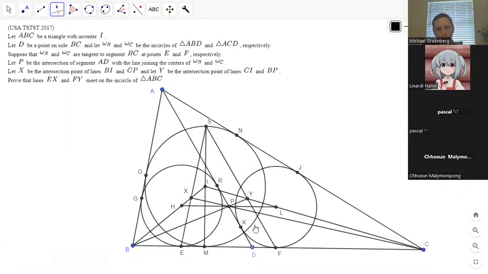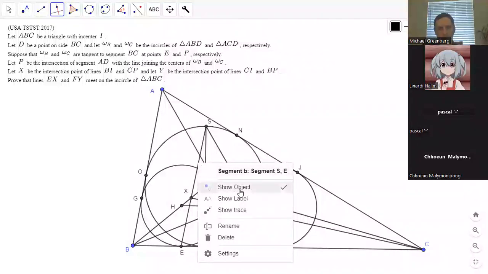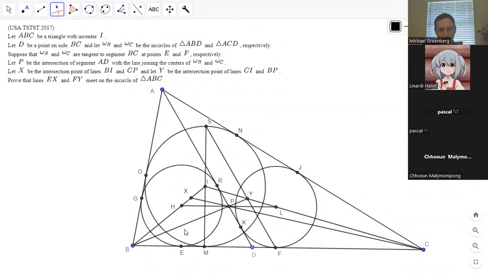So really we just need to show FY passes through the topmost point. We could probably hide a lot of the diagram. Then we don't need point E. We don't need, well, we still need point P, so we kind of do need this circle. We just don't need this segment. I'll just keep it there for the heck of it.